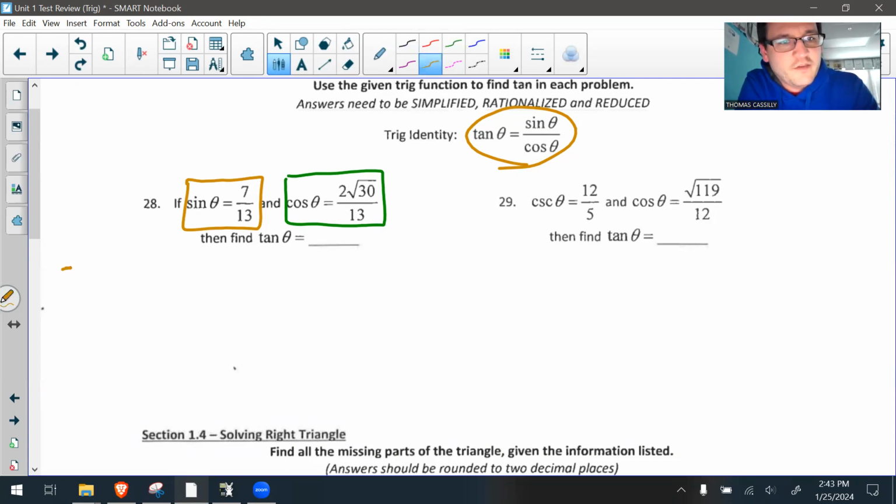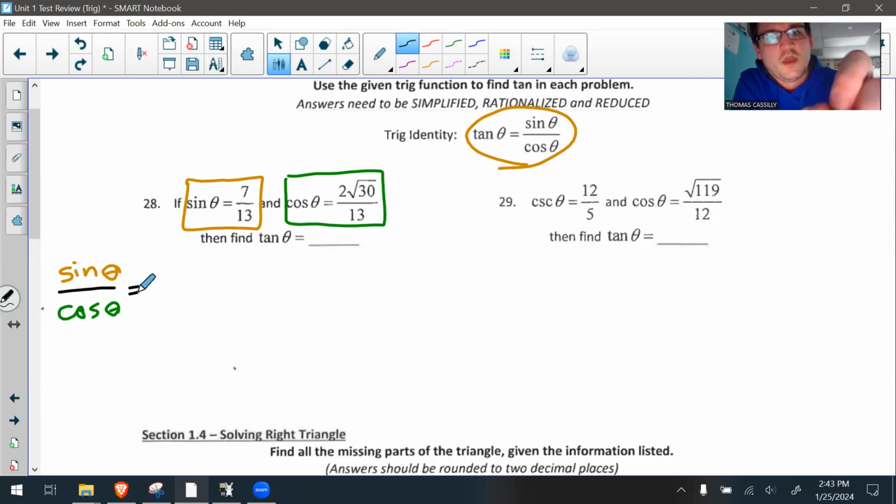So I can say the sine of theta, I'm going to try to color code this here, divided by the cosine of theta. That is just going to be equal to, we have 7/13 on top, right? We're just swapping out, instead of saying sine theta, we're saying 7/13. And then on the bottom, we're saying 2 square root of 30/13. This is kind of the algebraic way to show things.